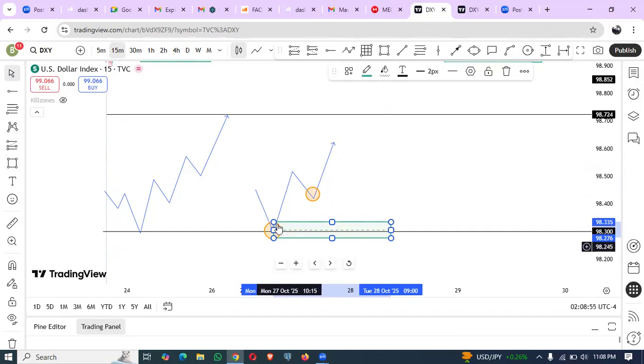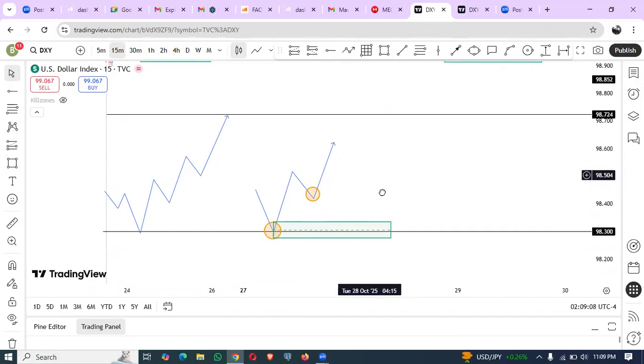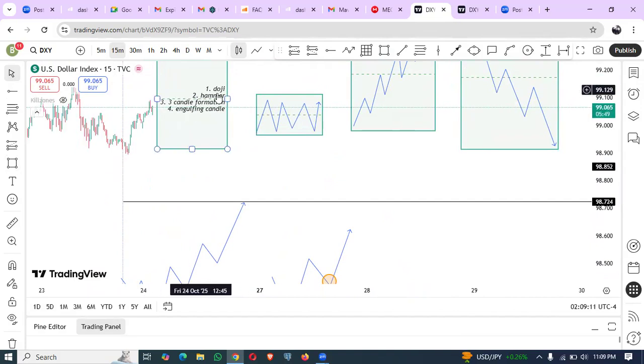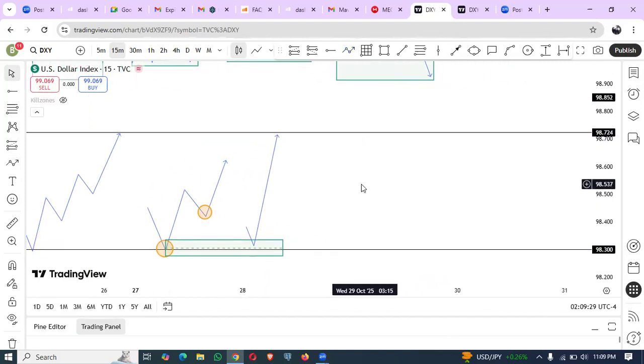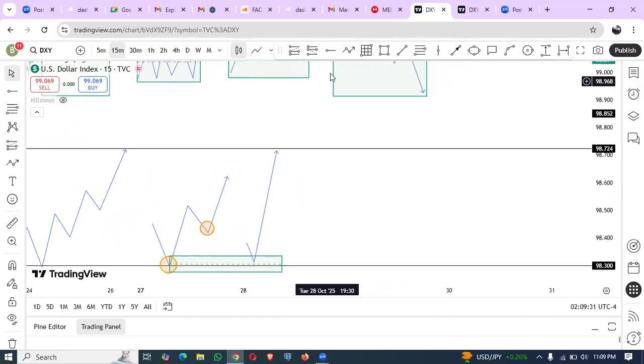The origin of that first impulsive push. Look there for either of these candles to form. Either you see a doji, a hammer, the three candle formation, or the engulfing candle. Once you see any of them there, you can place your buy limits below there at that zone. Then you target the previous high. Then for the bearish market, same thing.